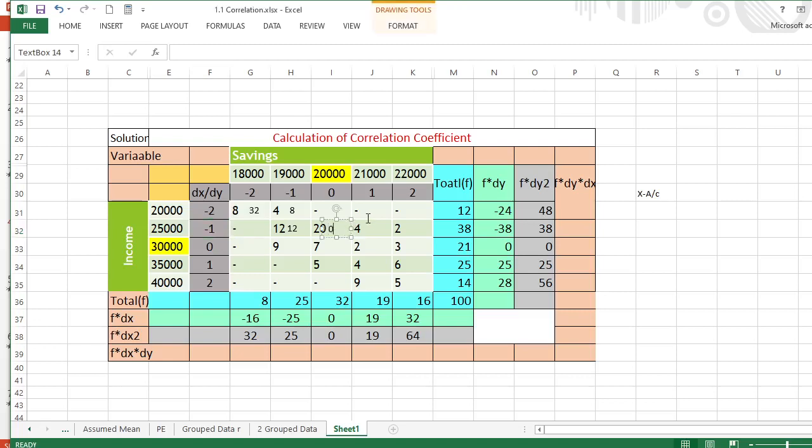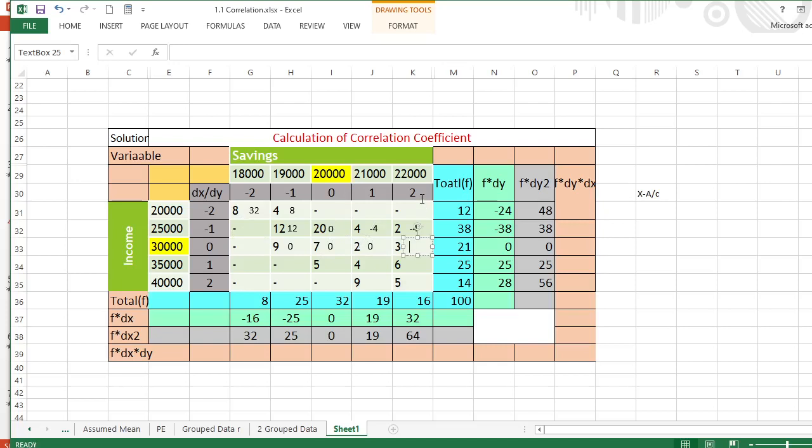0. Here 4 into 1, 4, into minus 1, so it is minus 4. Here 2 into 2 is 4, 4 into minus 1, again minus 4. Then 9 into minus 1, minus 9 into 0, it's 0. Here 7 into 0, 0, again 0 into 0, 0. Here 2 into 1, 2, 2 into 0, 0.